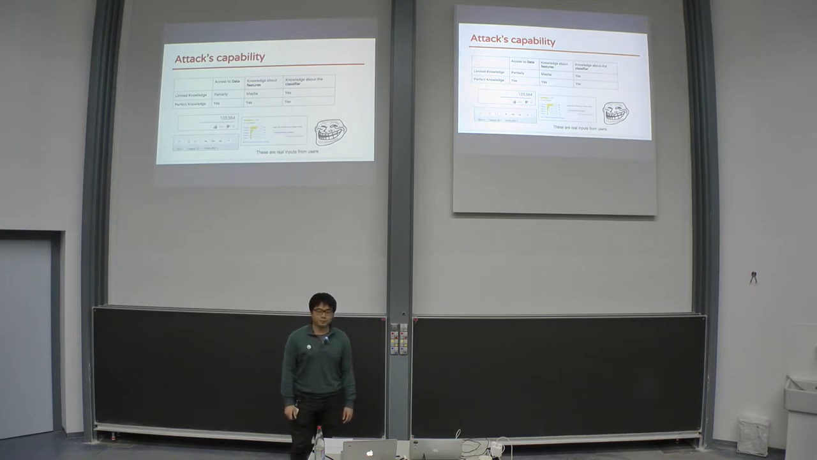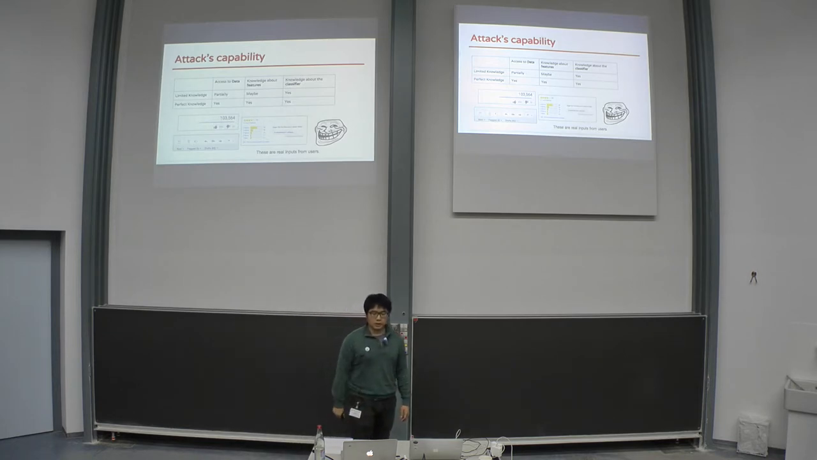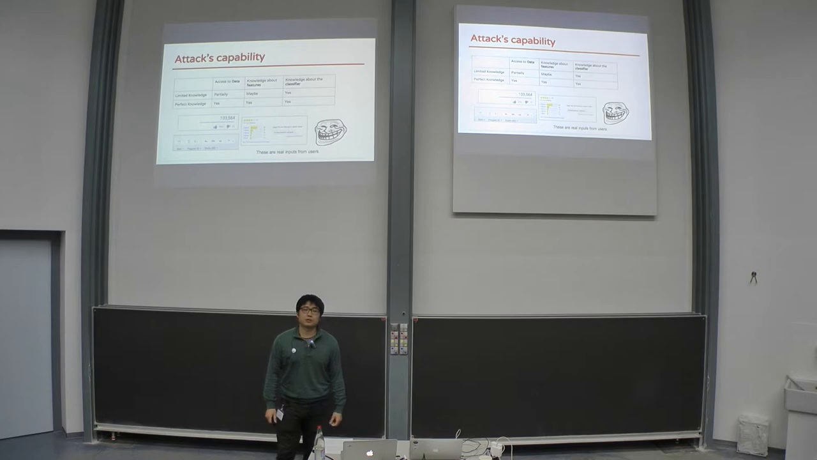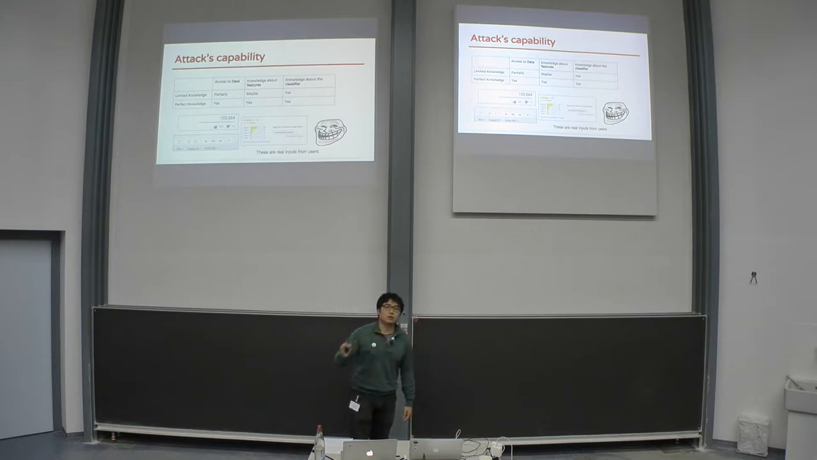But in the real world, real-world attackers are quite limited, to be honest. So first of all, the access to the data. In traditional information security, of course, you can hack into the server, you can hack into the backend to steal the data, but that's out of the scope of adversarial machine learning.